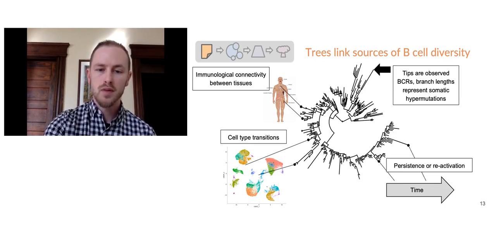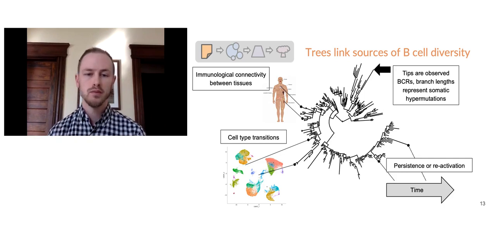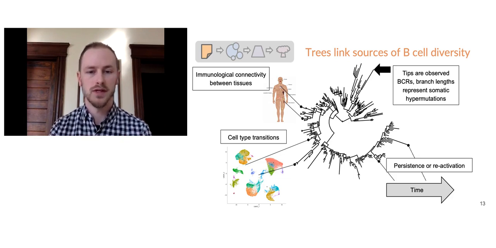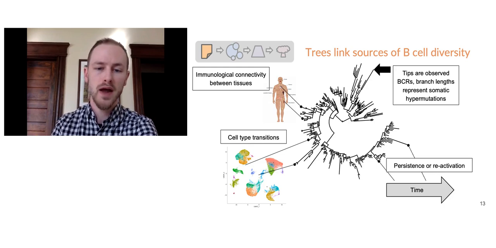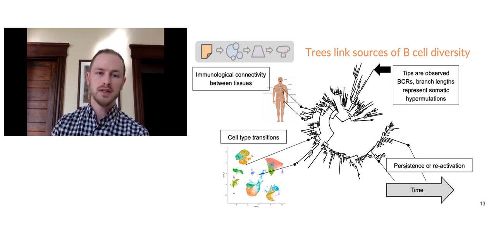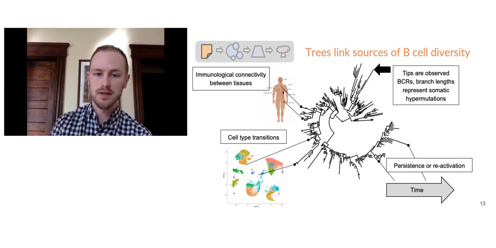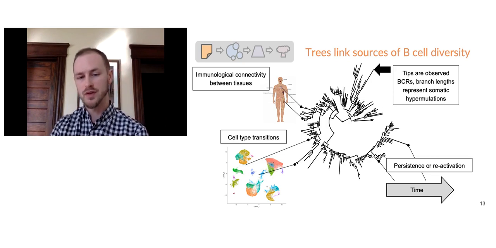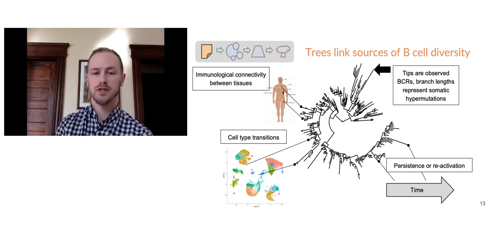So there are many reasons why B cell lineage analysis is so useful, but one of the most important is the fact that B cell lineage trees provide a way to link different sources of B cell diversity. For instance, if you have data from biopsies and lineage trees contain data from those different tissues, then lineage trees can tell you about immunological connectivity between these tissues. If you have data of B cells from multiple cell types, and you have B cell lineage trees that contain multiple cell types, then they can tell you something about the history of cell type transitions.